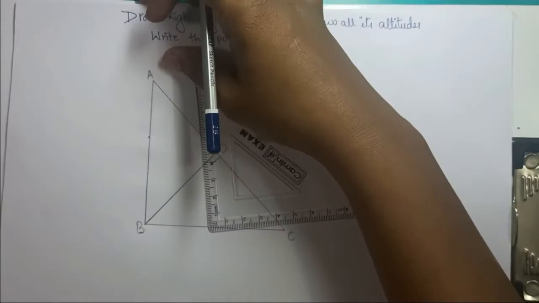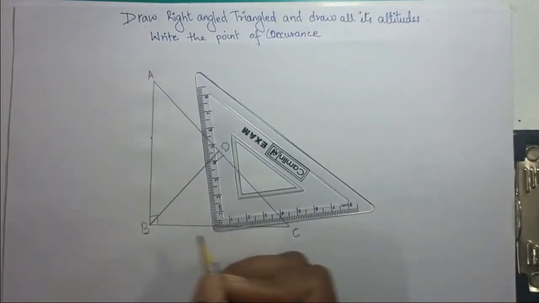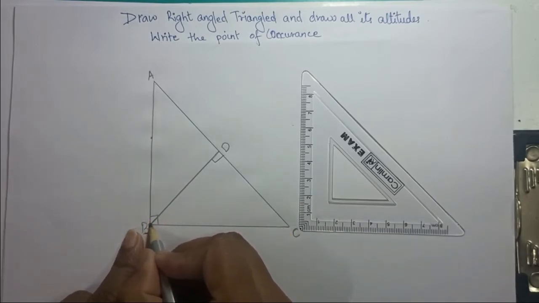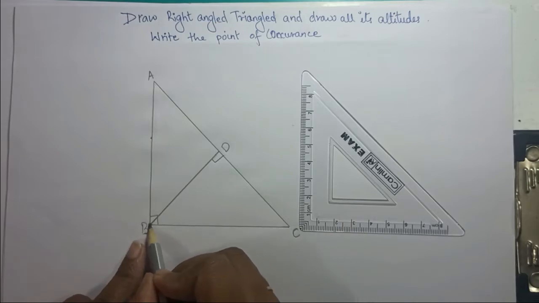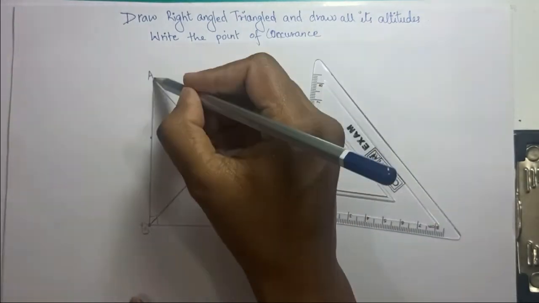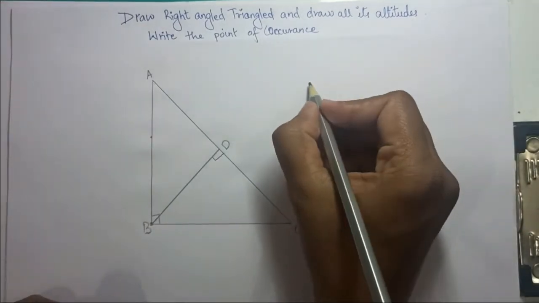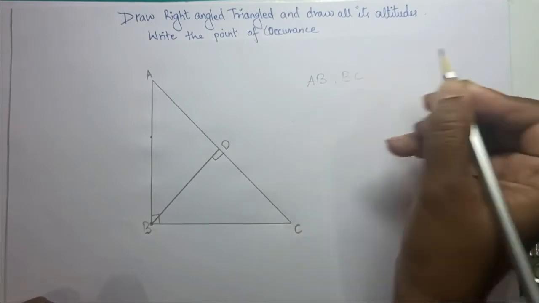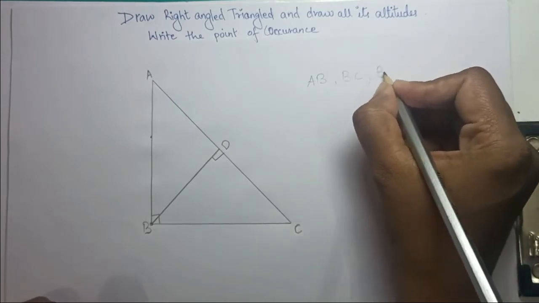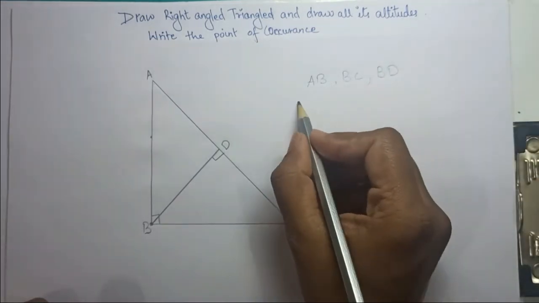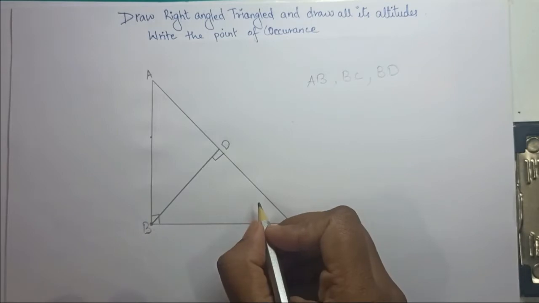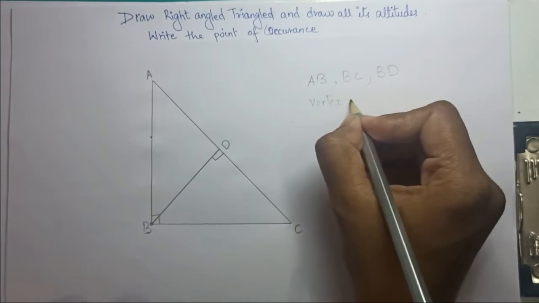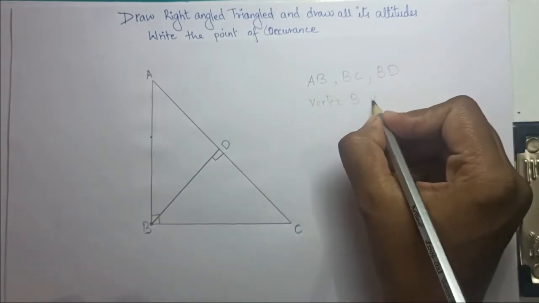Hence, as this is 90 degrees, the point of concurrence is the vertex B. So we have three altitudes, which are AB, BC and BD. The point of concurrence, that is the orthocenter of the right angle triangle, is vertex B. B is the orthocenter.